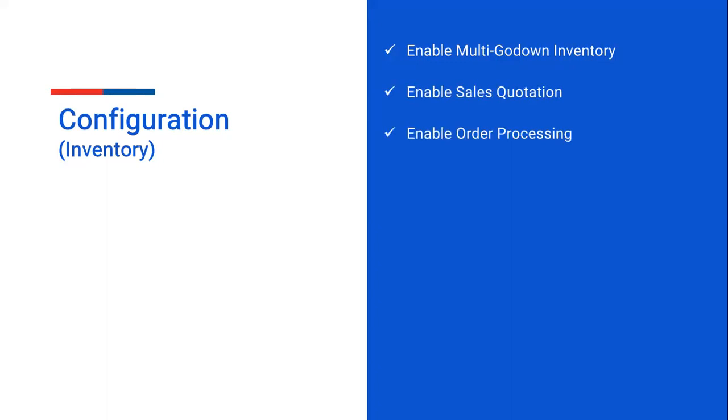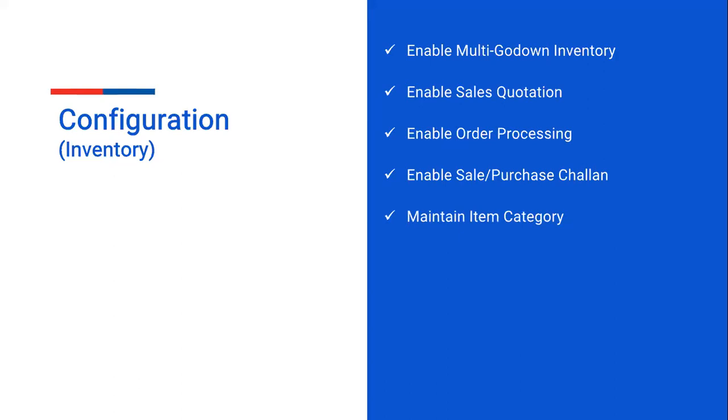Enable order processing. First, you have to enable the order processing. After passing the quotation voucher, you can adjust the quotation reference number in your order voucher. After enabling order processing, we have to enable sale purchase challan. On passing the order voucher, we can adjust the pending order reference number in your challan voucher.